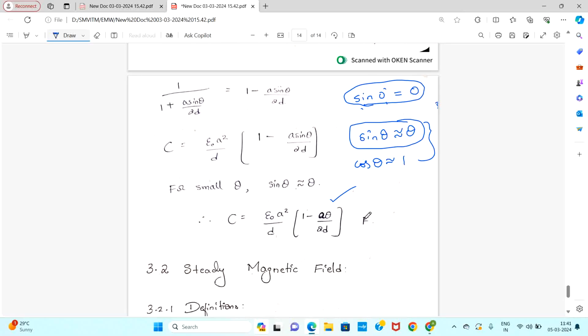Okay, so with this we have completed all the types of problems under Laplace and Poisson's equation, and this completes your module 3 first half. Okay.